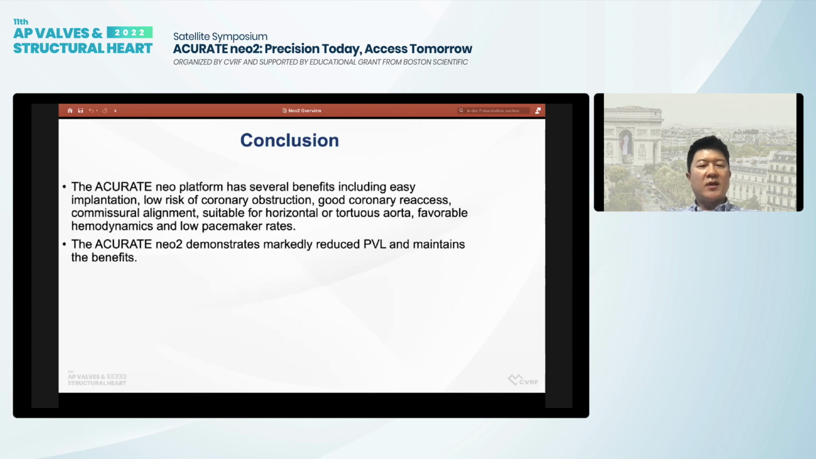It has favorable hemodynamics, and it has one of the lowest pacemaker rates among available devices without having to implant it very high. So the ACURATE neo2, and you can see it in the data that I've shown you, demonstrates markedly reduced PVL. Of course, it's not best in class, but I think it is very, very acceptable, very good if you have a good selection, but also maintains all of the benefits of the ACURATE neo platform. Thank you very much for your attention.